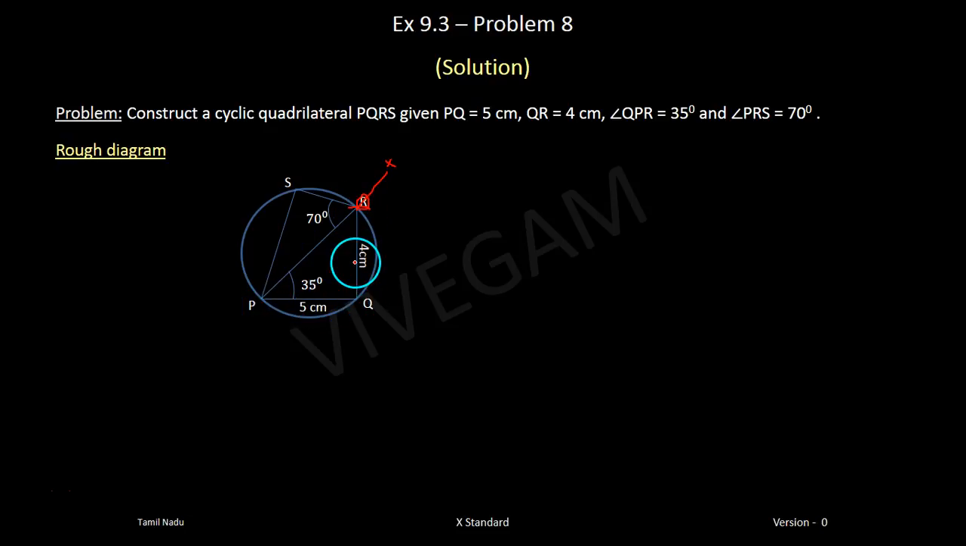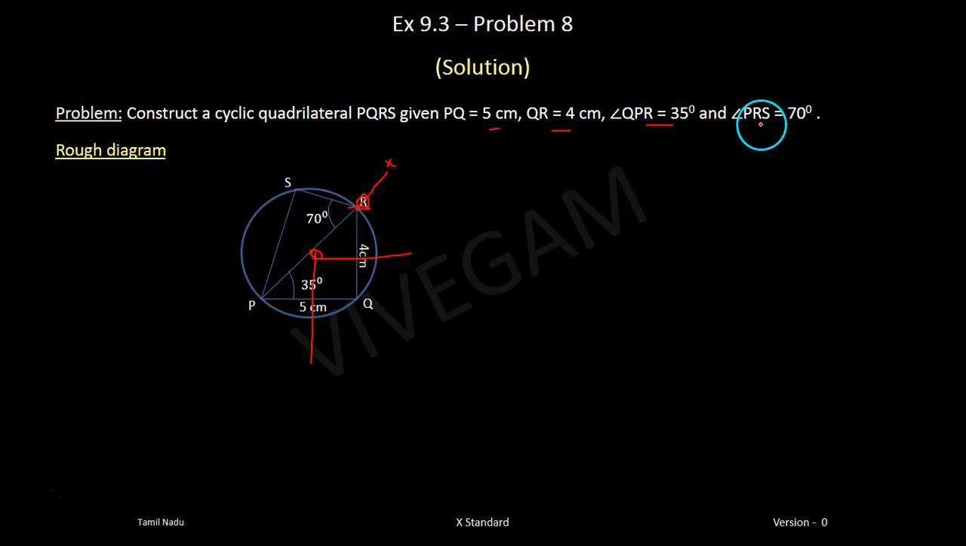So now we have three points PQR, and two sides PQ and QR. Draw a perpendicular bisector of PQ, draw a perpendicular bisector of QR. They will intersect at a point O. With O as a center, OP or OQ or OR as a radius, all three will be equal, draw this circle. Now we need to find only the fourth point, which is S. But what do they say about S? We have used PQ, we have used QR.